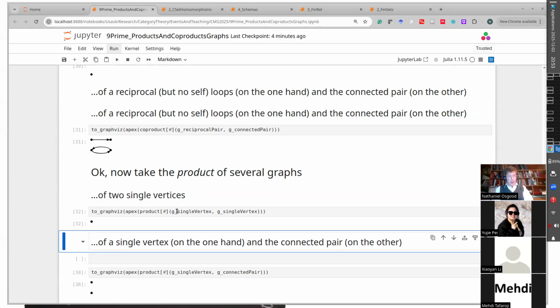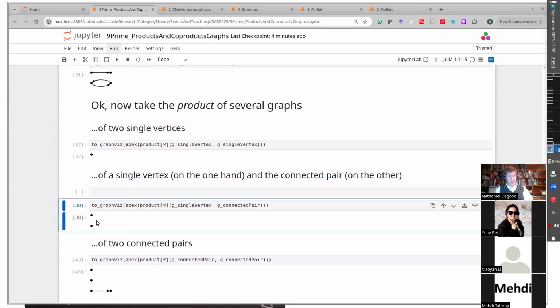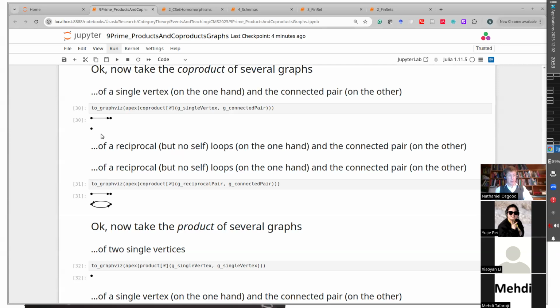Okay, so we're going to take the product of single vertex and single vertex. Well, that's kind of boring. We have only one vertex, and there's no edges to speak of. Okay, let's take the product of the single vertex and a connected pair. Well, look, the vertex doesn't even have a link to itself.